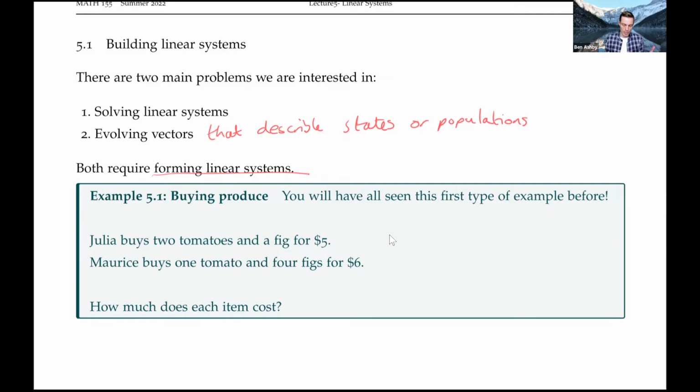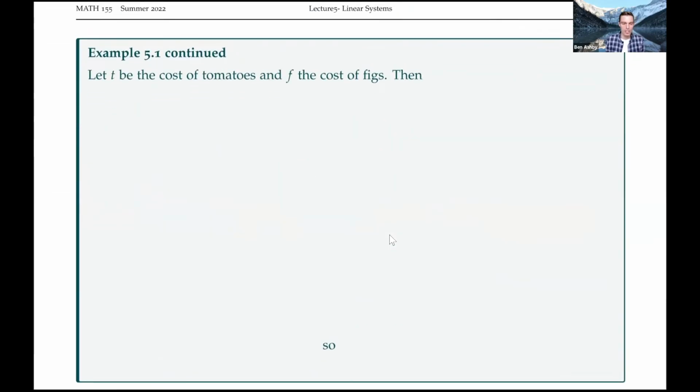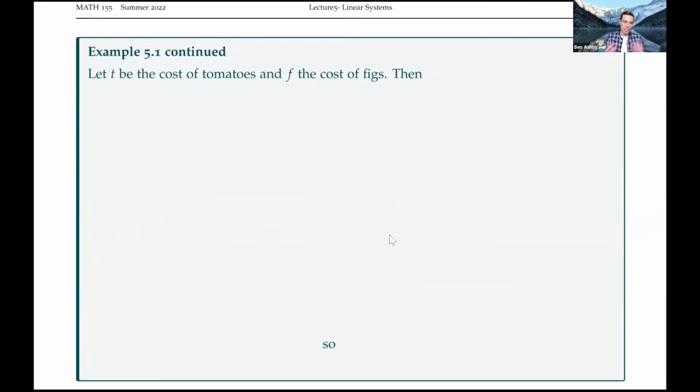For example, Julia buys 2 tomatoes and a fig for $5, and Maurice buys 1 tomato and 4 figs for $6. How much do tomatoes cost? How much do figs cost? So if we want to solve this type of problem, we can use a process of elimination. You rearrange to get your equations in terms of figs and then substitute it in, doing some sort of mechanical operations on these equations to ultimately get them in terms of the cost of figs, and then you can work out the cost for tomatoes or vice versa.